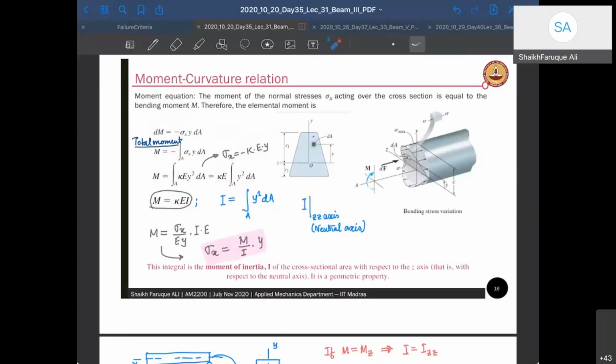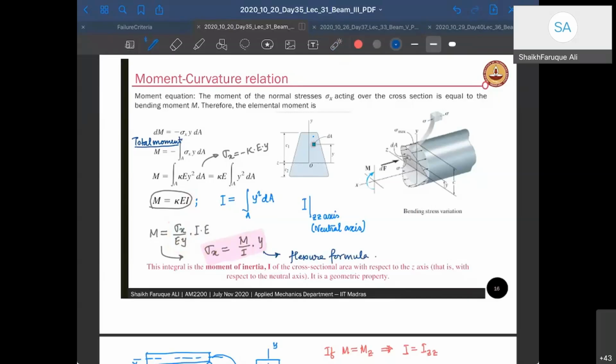Then we can write kappa as sigma x by E y. This comes from here, kappa is sigma x by E y, and then this E and this E will cancel. Then you get sigma x is equal to M by I into y. This is called the flexure formula, and this is very important and you have to remember this. Sigma x is M by I into y.